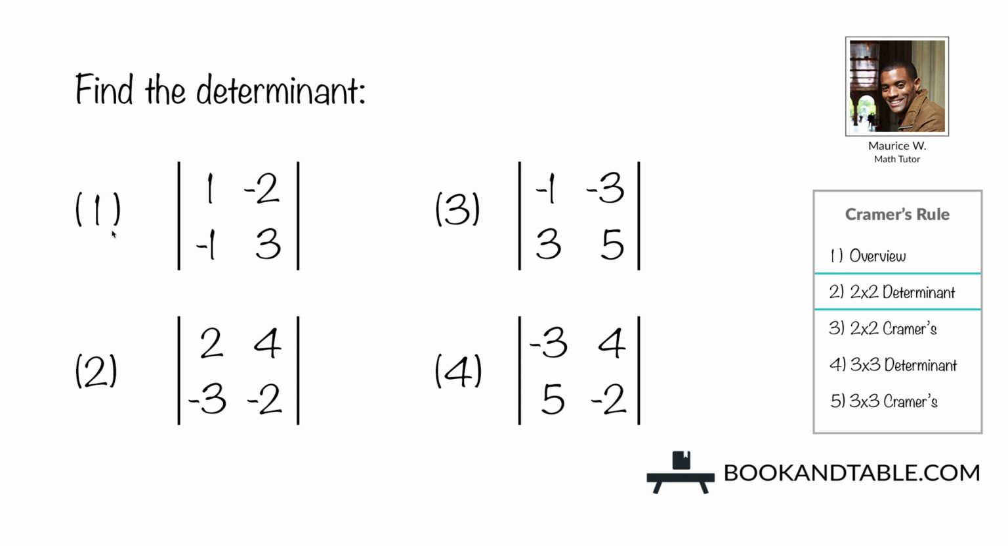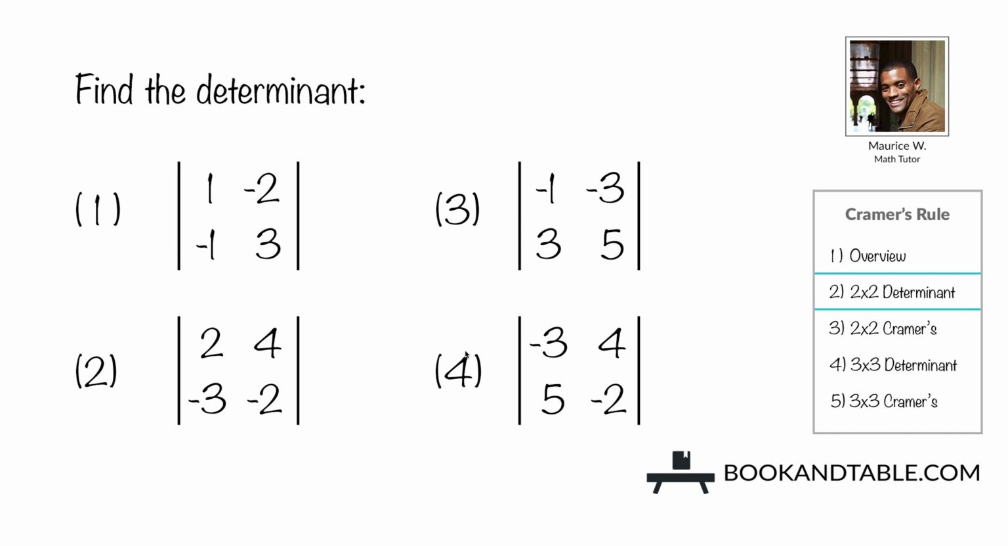Question number 1, find the determinant of this 2x2 matrix. Column 1, we have positive 1 and -1. Column 2, we have -2 and positive 3. Question number 2, column 1, we have positive 2 and -3. Column 2, we have positive 4 and -2. Question number 3, column 1, we have -1 and positive 3. Column 2, we have -3 and positive 5.